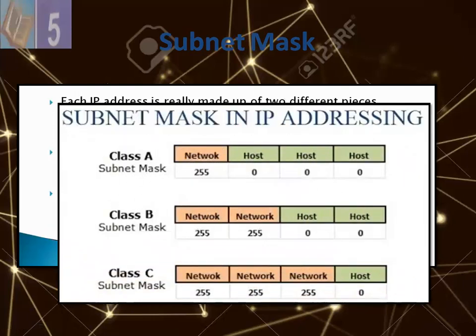For the class A subnet mask, we have 1 network ID and the rest are hosts, so the subnet mask is 255.0.0.0. For class B, we have 2 network IDs, so the subnet mask is 255.255.0.0, with 2 host octets. This is the class A subnet mask where we have 1 network ID. This is the class B subnet mask where we have 2 network IDs. And this is the class C subnet mask where we have 3 network IDs, 255.255.255.0.